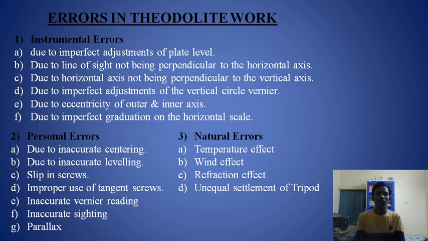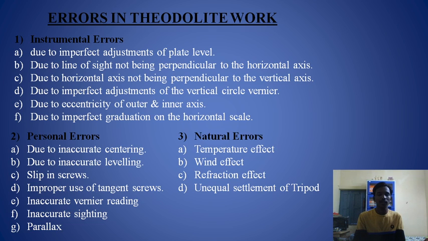So the next set of errors are natural errors. These are uncontrollable. Personal errors can be controlled by making sure that the observer or the surveyor does all the work exactly. But in the natural errors, we cannot restrict or overcome them. See the temperature effect, which is related to the cold and hot seasons. The next one is wind effect. If the wind is very fast, then the theodolite instrument will be shaking. So that is also an error which is caused by nature.